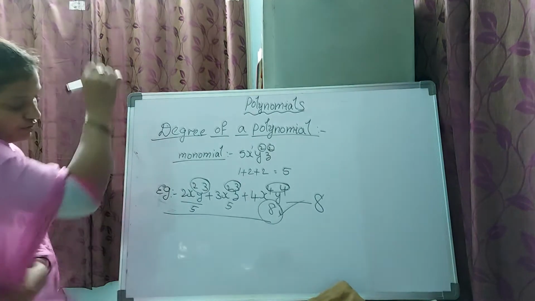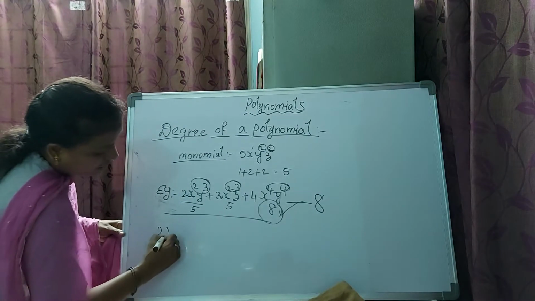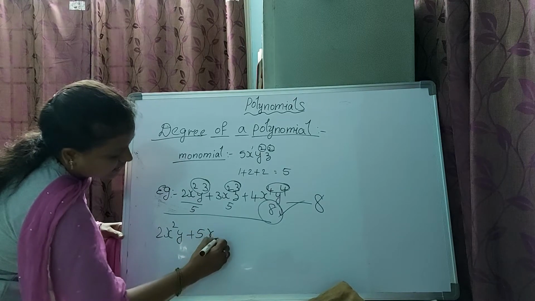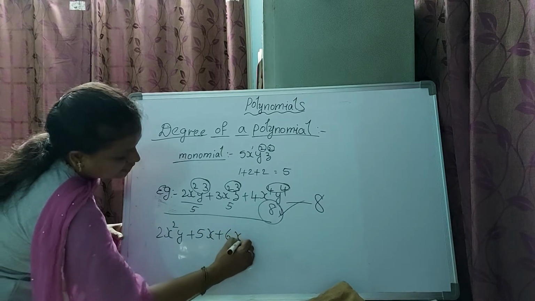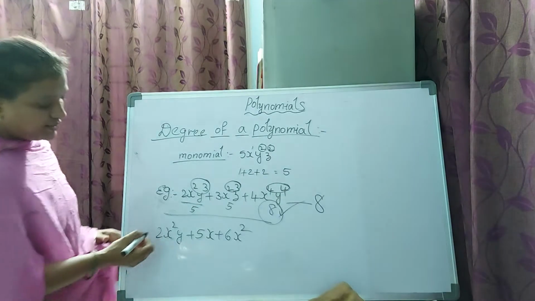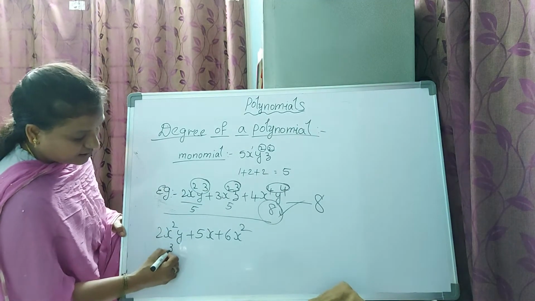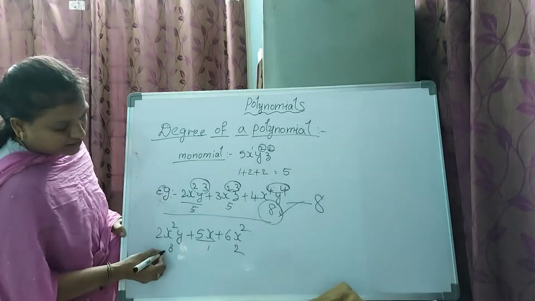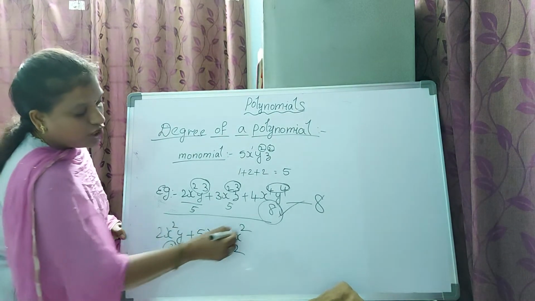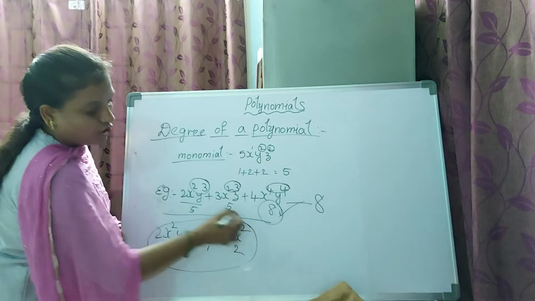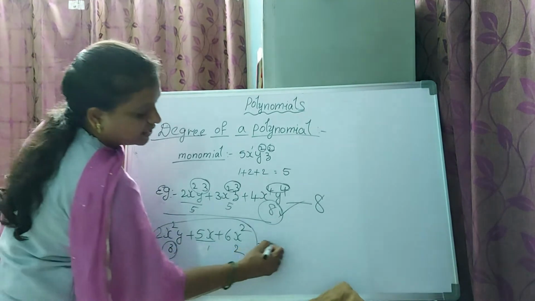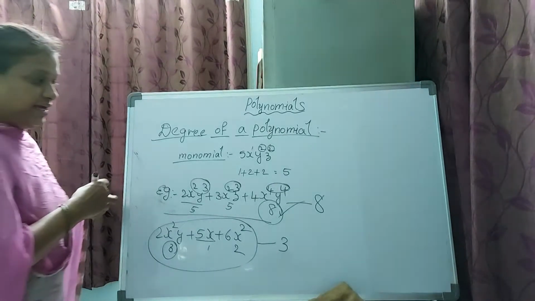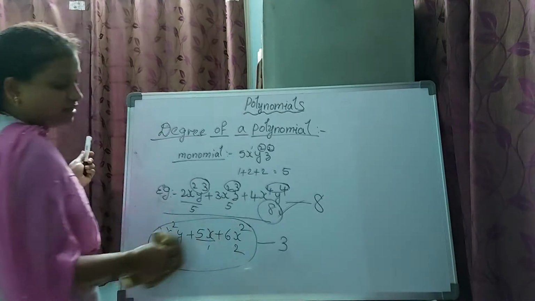See one more example for the degree of a polynomial: 2x square y plus 5x plus 6x square. What is the degree of this term? 3. What is the degree of this term? 1. Here 2. Which is the highest degree? 3 is the highest degree. So for this entire polynomial, the degree is 3. That means we have to take the highest degree.